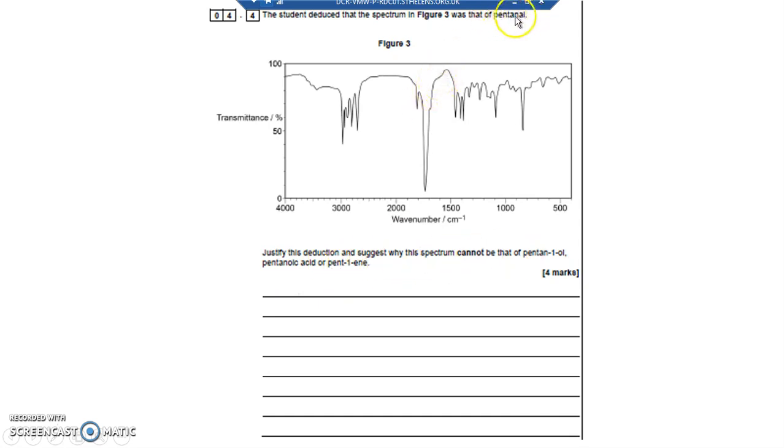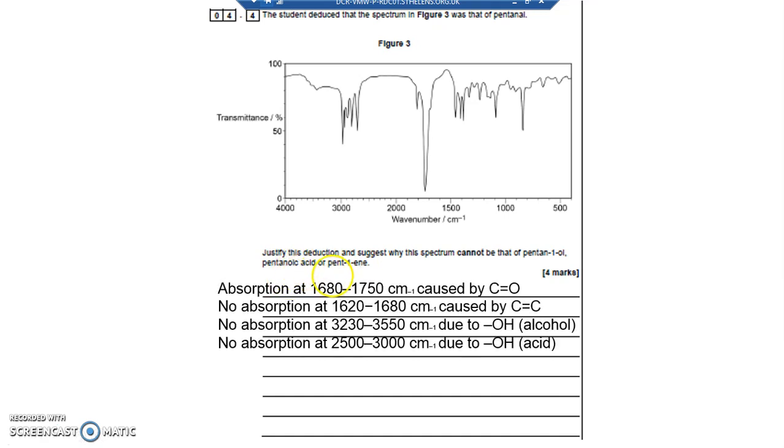So pentanal has got a carbon to oxygen double bond, so you need to look up in your data table what absorption that's got. It's going to turn out to be this one here. And then you need to work out what an OH is in an alcohol, where that would appear. It's presumably not present. Pentanoic acid, so an OH in an acid, where that should be, and presumably that's not present. And a carbon to oxygen double bond in the ene won't be present either. So absorption at 1680 to 1750.